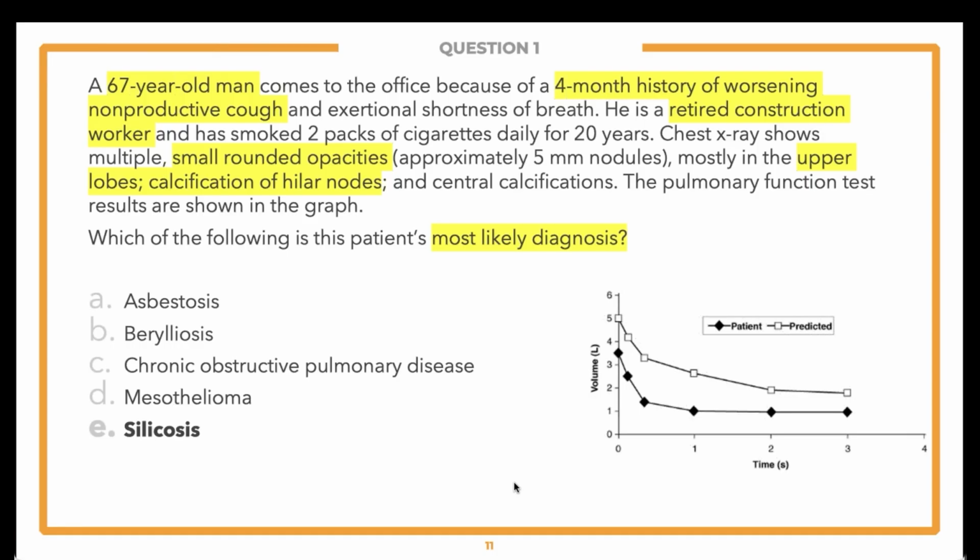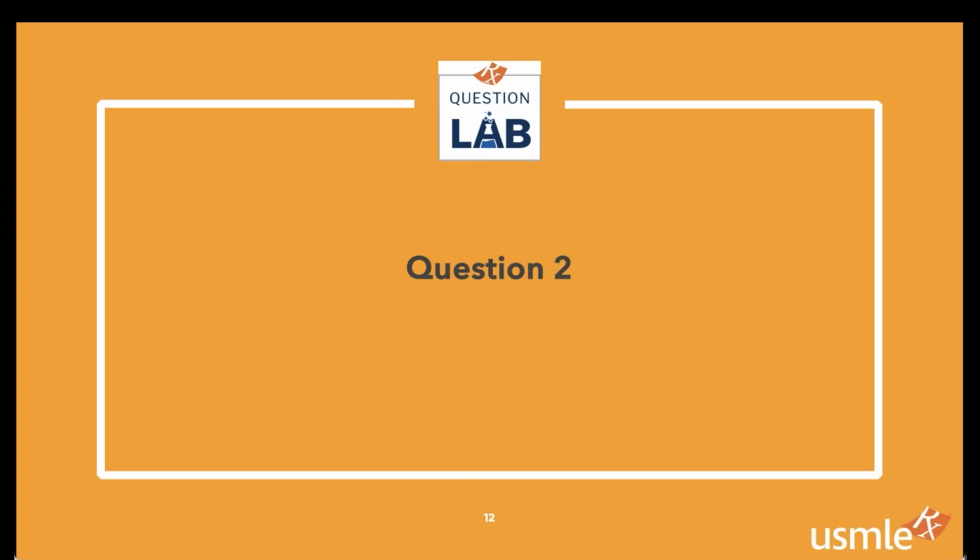Okay. Great job. We are off to a good start, and hopefully some good high yield points that you were able to take away there, especially with the differences and where you'll find asbestosis and silicosis. Good stuff. So let's go ahead and move to question 2.